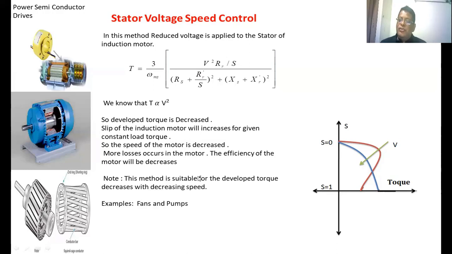Generally, this method is suitable where the speed of the motor decreases with the developed torque. We can use this method for fans and pumps. For domestic purposes only, we can use this method. Moreover, the rating of the motor should also be low. Now we're going to see the second method.